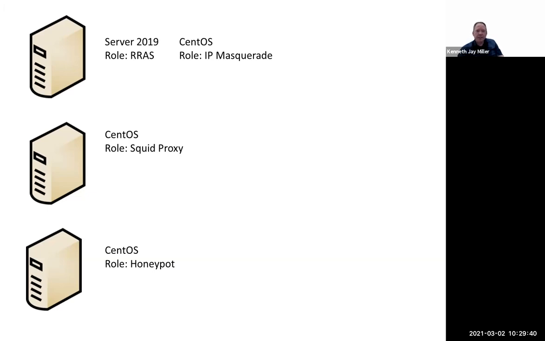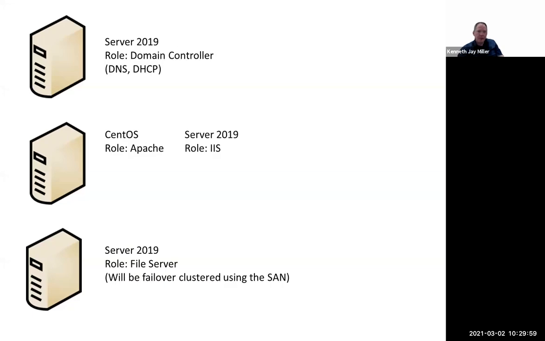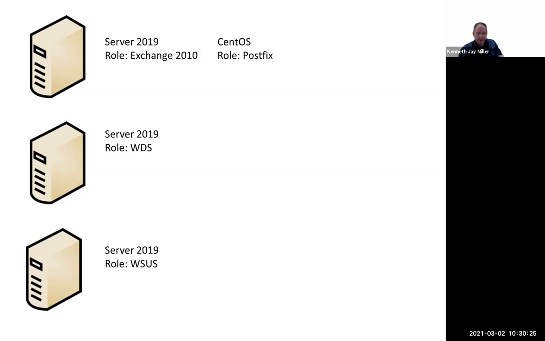We're going to use both Server 2019 and CentOS for routing. So in week 4, we'll do some routing. And in another lab, we'll use CentOS for a proxy. In our security lab, we'll use CentOS for our honeypot. We'll use Server 2019 for our domain controller, as well as DNS and DHCP. We'll use CentOS for our web server using Apache. And then we'll use Server 2019 for our web server using Internet Information Services, IIS. Our file server and our failover clustering will use Server 2019. For our mail server, we'll use both Exchange on Server 2019 and Postfix on CentOS.